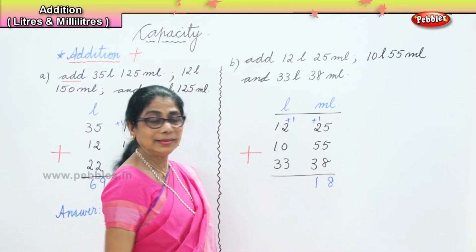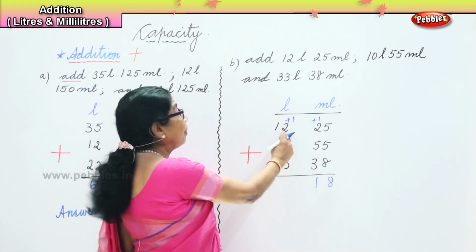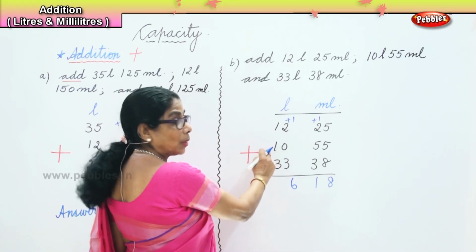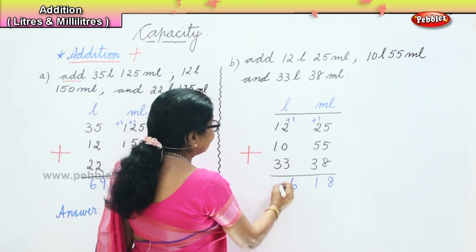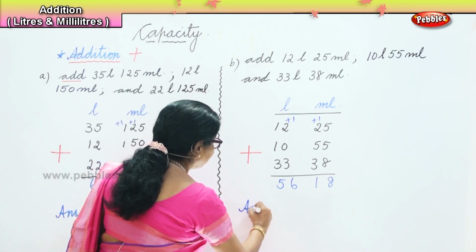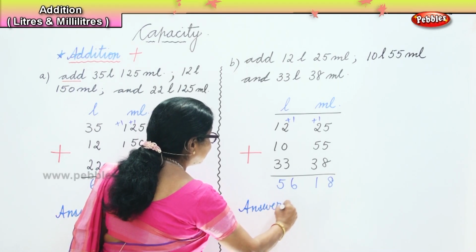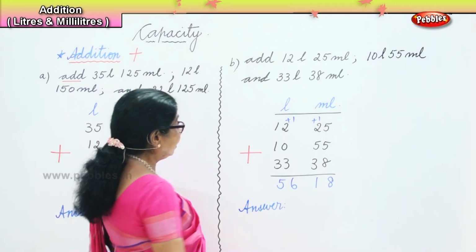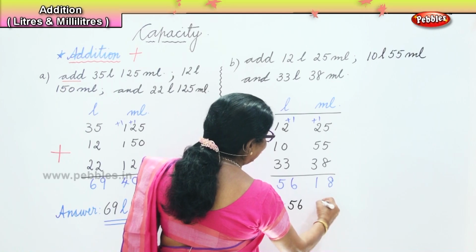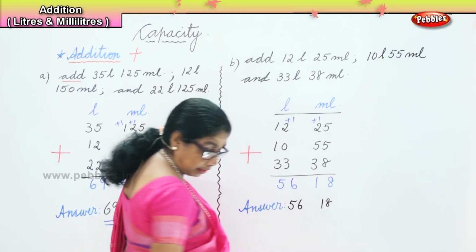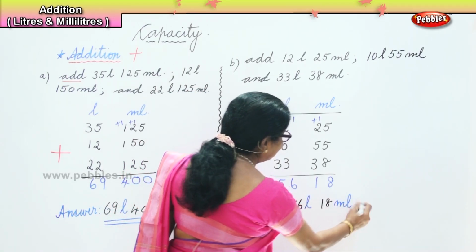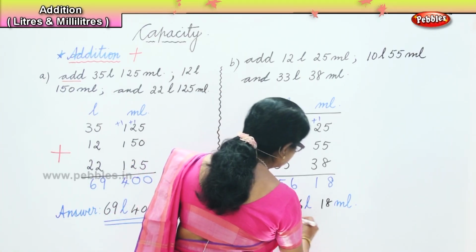Carry over 1. 1 plus 2 is 3. 3 plus 3 is 6. 1 plus 1 is 2. 2 plus 3 is 5. So what's your answer? Your answer is 56 liters. We get 56 liters and 18 milliliters. 56 liters, 18 milliliters is our answer. This is our answer.